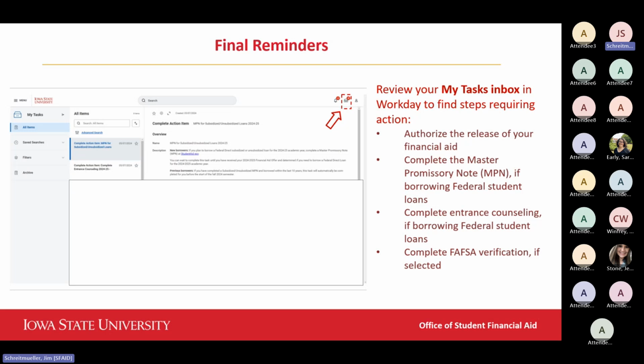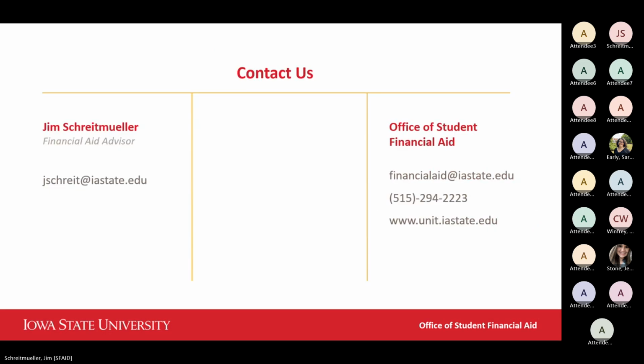All right. So now that we are wrapping up our presentation, just as a final reminder, please review or have your student log into Workday and review their My Tasks inbox, which you can see an example of. It's that little inbox or envelope looking icon in the top right corner of Workday. Click on that to see if there are any tasks that need to be completed, such as authorizing the release of any financial aid, complete your master promissory note, or entrance counseling if you're taking out loans, and make sure to accept any loans in Workday. And then finally, complete any FAFSA verification or financial aid tasks in Workday if selected. If these aren't taken care of, they can hold up aid and cause delays on all your financial aid going out.